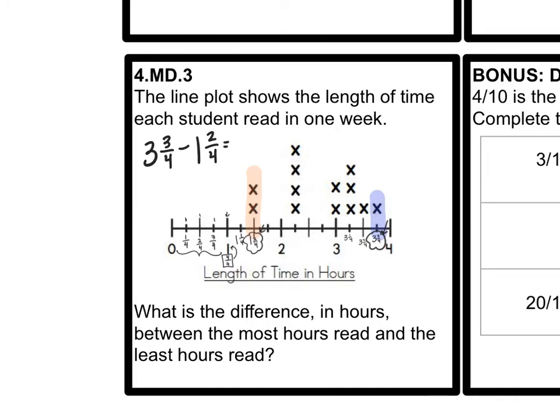Okay, so I'm just going to start with my whole numbers, which is going to be 3 and 1, and I'm going to subtract them. So 3 minus 1 is 2. And then because I see these are going to work, I'm going to subtract my fractions. So 3/4 minus 2/4. Because it's 3/4 minus 2/4, my denominator stays a 4. And then 3 minus 2 gives me 1. So what is the difference in hours between the most hours read and the least hours read? What this is telling me is that 2 and 1/4 hours is the difference.